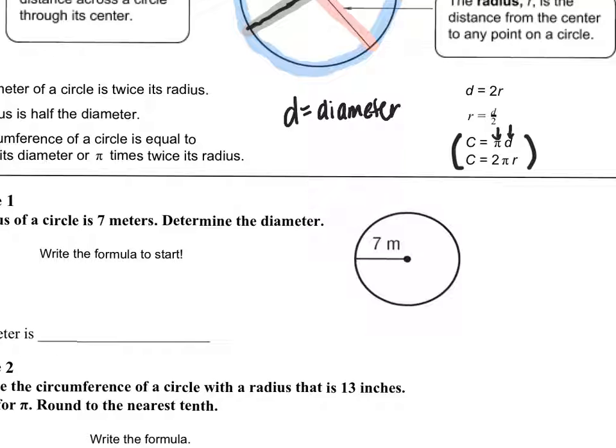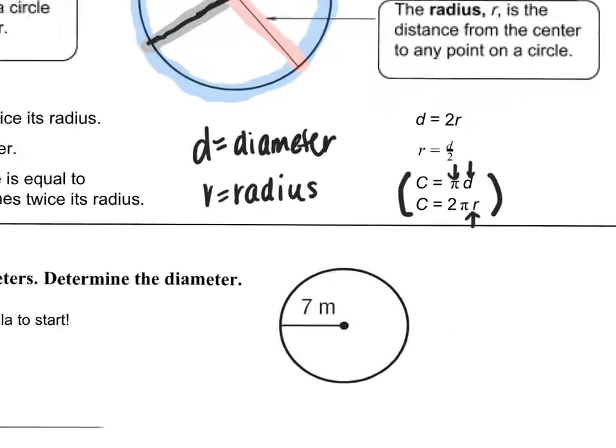Or you can use the formula C equals 2 pi r. Where 2 is just 2, then you have pi, and then this is your r, and r represents radius, what we just talked about. So whether they give you the radius or the diameter, you could do the problem.